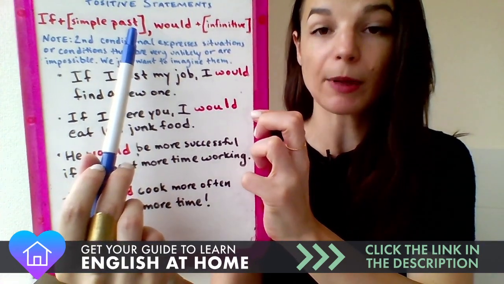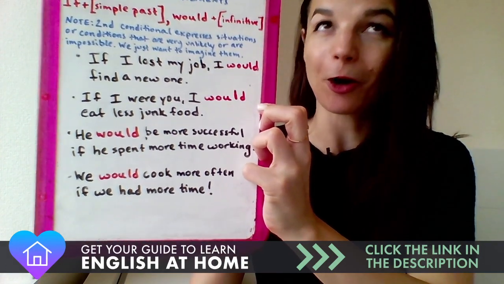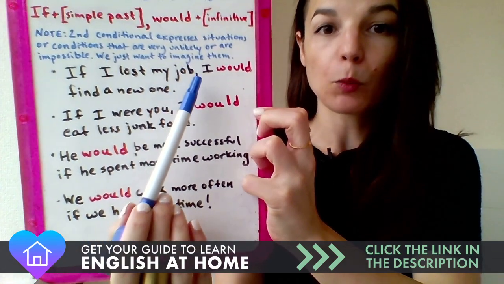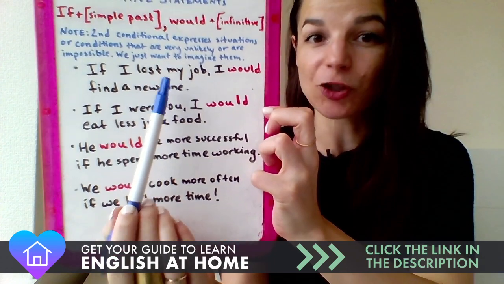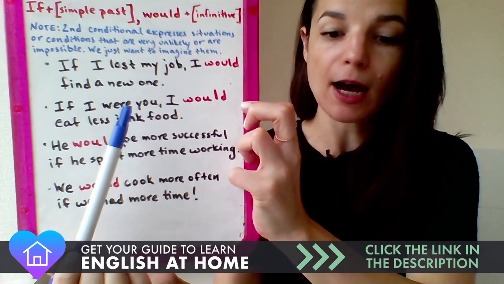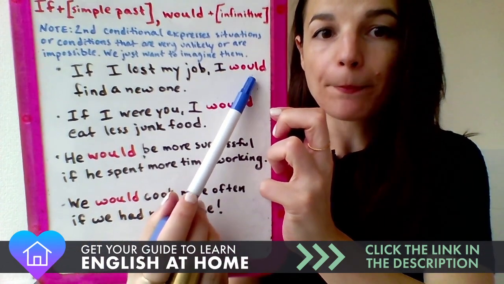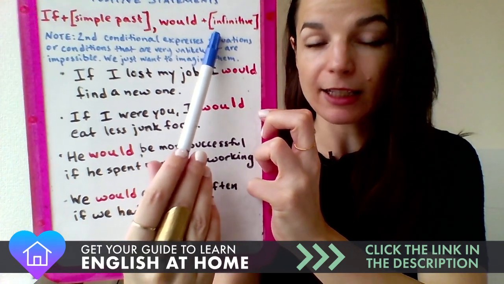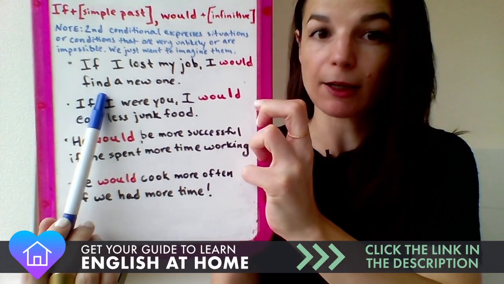So if I lost my job, again, a very low chance of this happening, hopefully. Then we want to imagine our action in this situation. I would find a new one. So quickly, just to show this matches, I would find. Infinitive find is right here. This is my verb, to find.